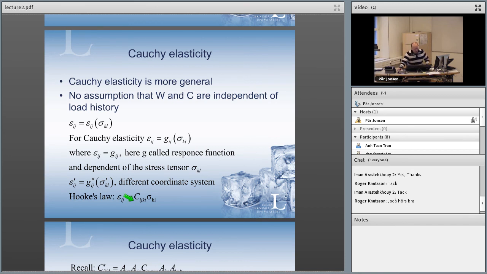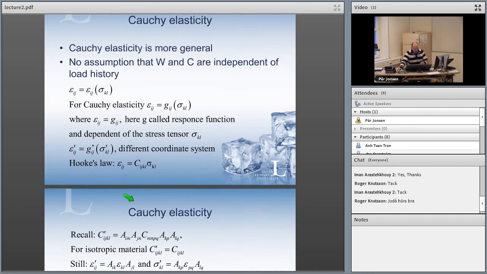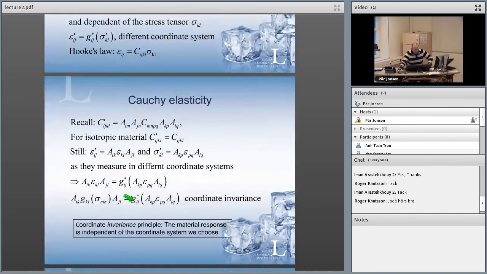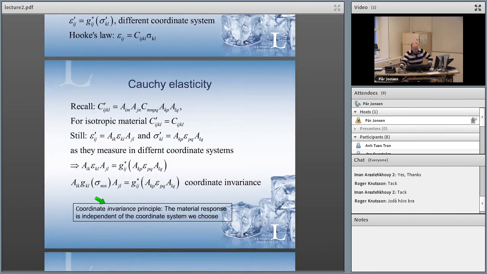And also Hooke's law here is exactly the same as you have seen before. But if you remember, if you are going to transform one tensor, and this is a 4-rank tensor, you can calculate it by the indices. This is 4 indices, so it's a 4-rank tensor. Then you need 4 transformation matrices, like this, A, A, C, A, A again. Then you have transformed it.